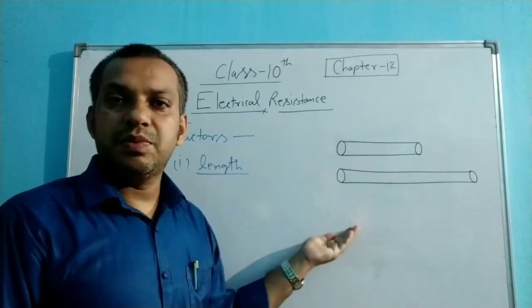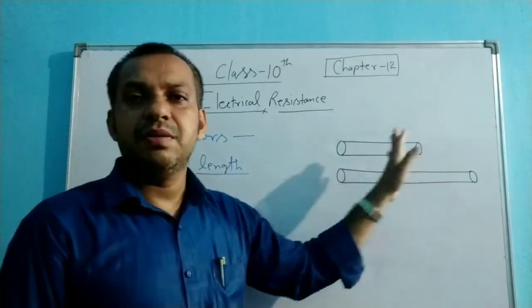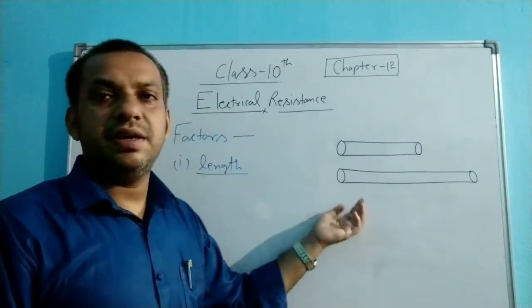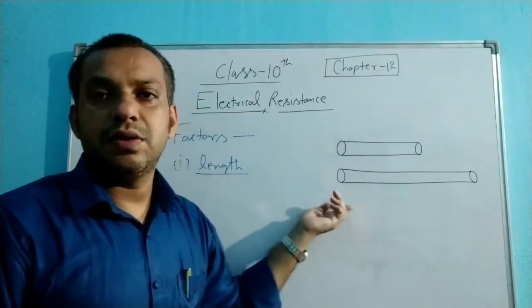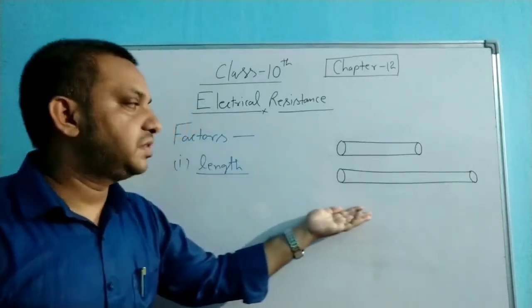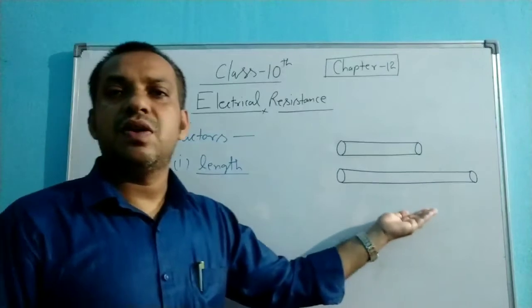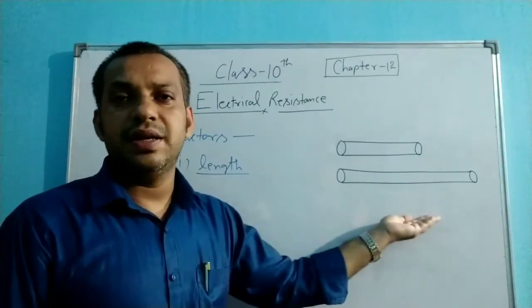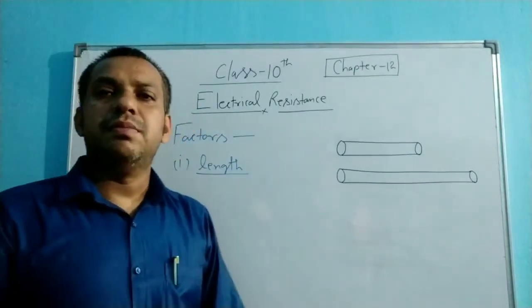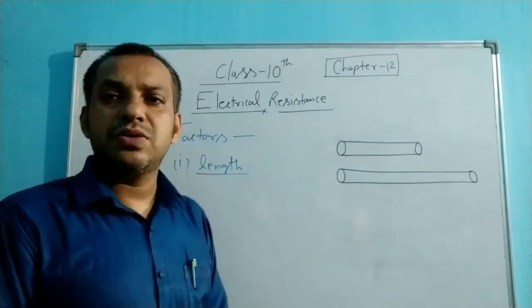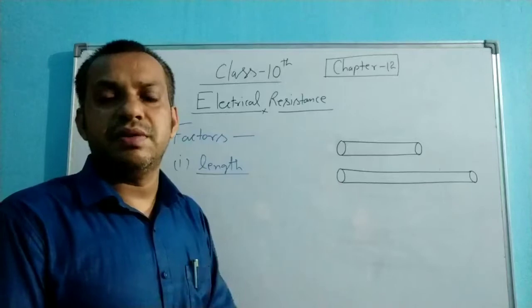And how can we prove that? Simple, by connecting both wires with the same voltage source, and you will see that for the longer wire the current's value is lesser. That means the resistance offered is more in the longer wire, and it is also quite obvious. More length means more atoms. More atoms means more electrons. More electrons means more opposing effect.